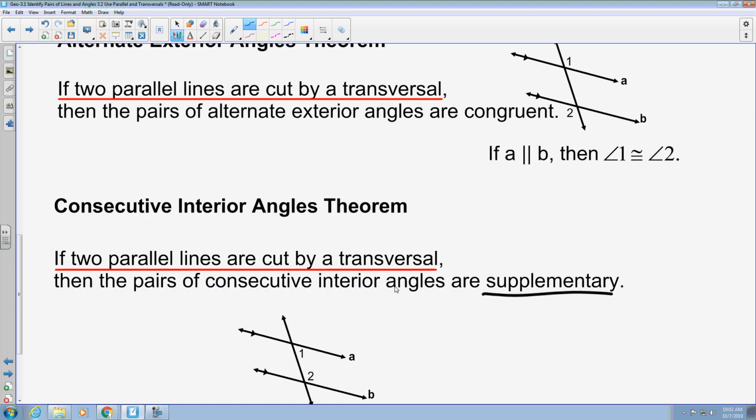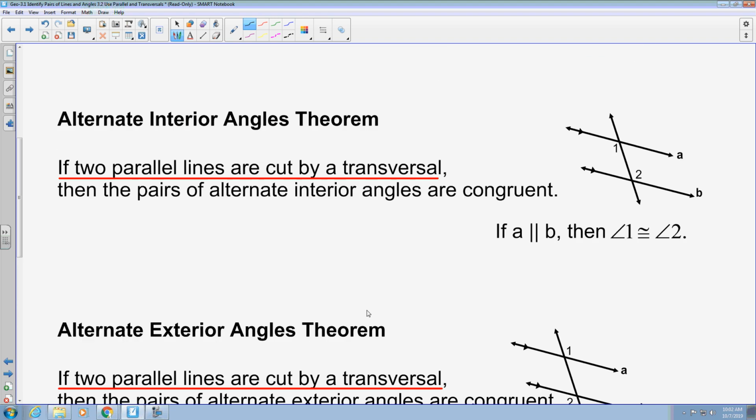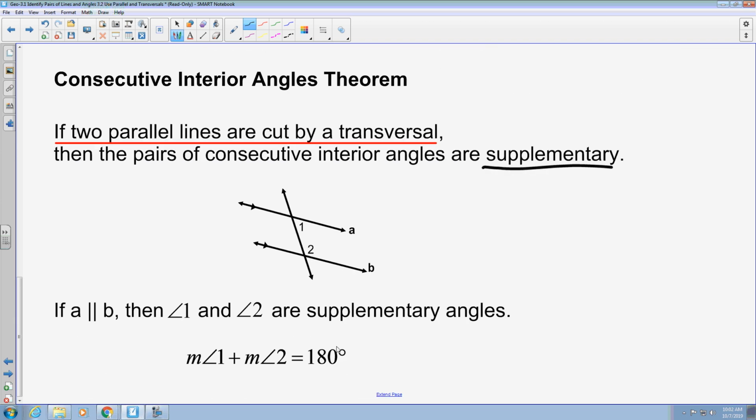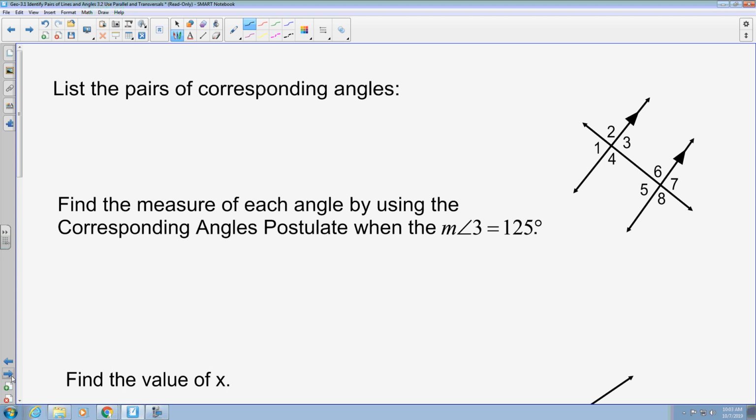Other things we can also take a look at when these transversals are set: we also have vertical angles here and here, and linear pairs here and there. So these are things we can be mindful of when we are solving problems and trying to find unknown angle measures.